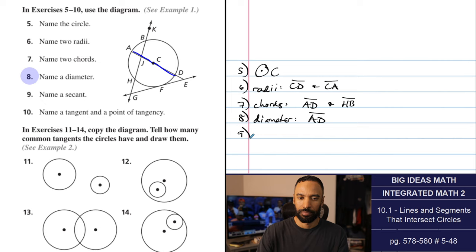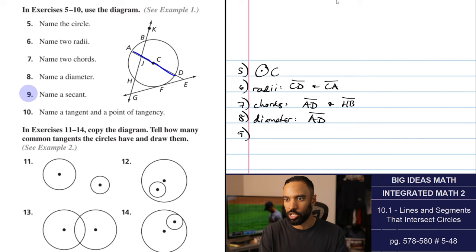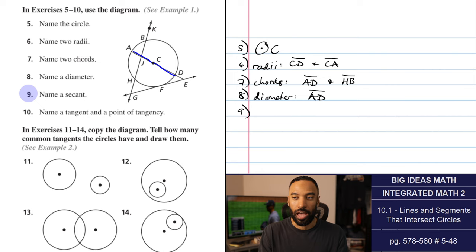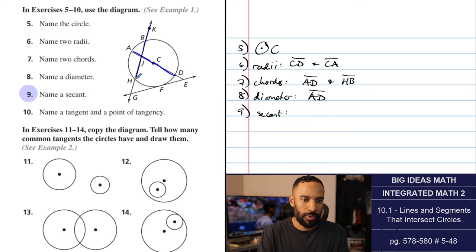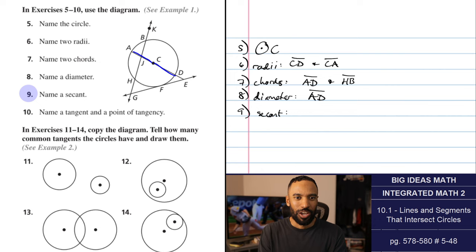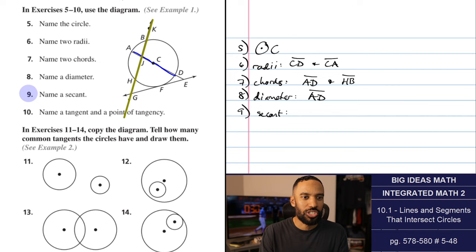Number 9, name a secant. Secant is a line, and it's going to be touching two points on the circle. I have several different ways I can call it, but let me say secant. It's the same line. I'm not doing very well with the drawing thing here. We're talking about this line right here, but there are several points on it. There's K, B, J, H, and G. You have to use any two, and they all refer to the same line.